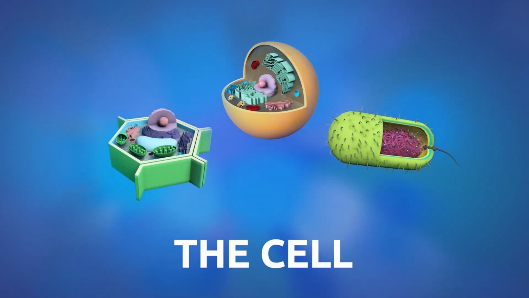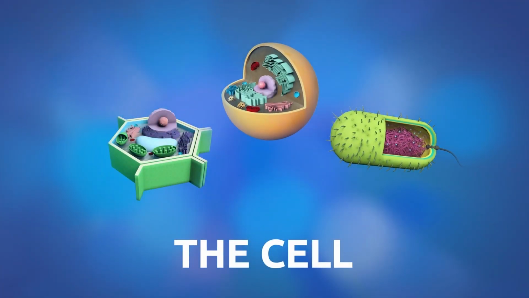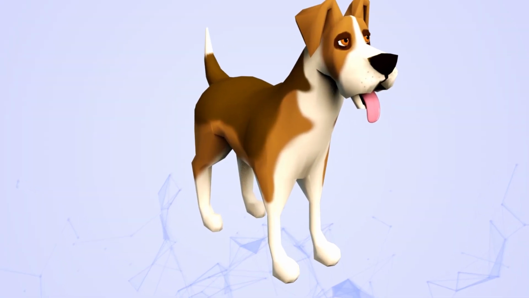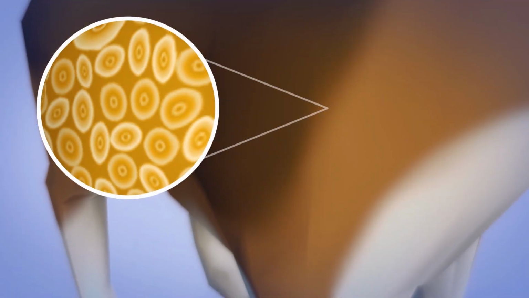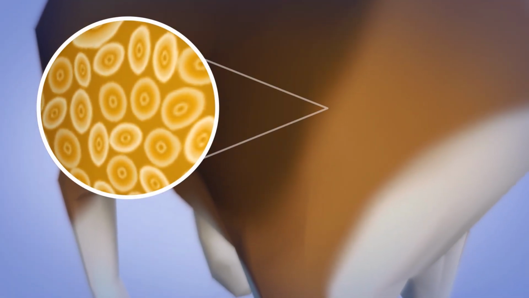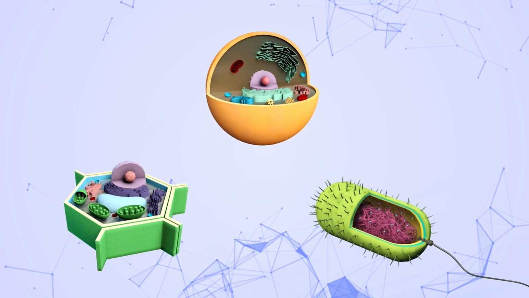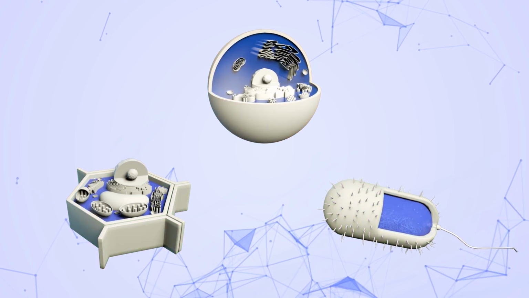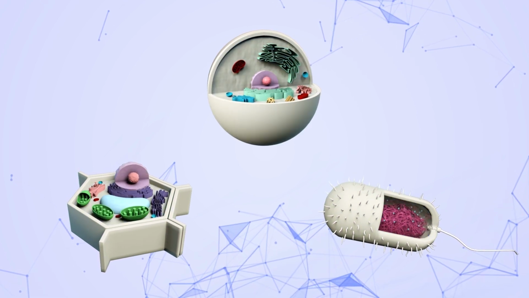The cell. A cell is the smallest unit of life of living organisms. Cells are so small that we cannot see them with our naked eyes. Cells have different structures and functions, but all of them are made up by an outer coating and a water-based interior where organelles are found.